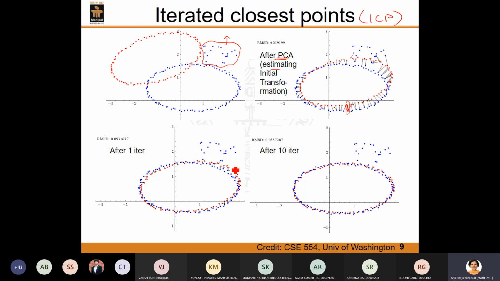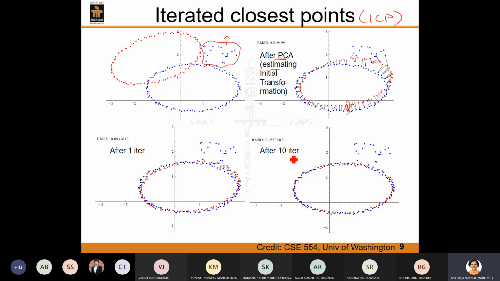So after every iteration, the values of s, theta and t are changed. And for different values of s, theta and t, you see that this starts getting closer and closer. So the aim of the least square minimization problem is to reduce these distance values between each of the corresponding points. And this keeps reducing after every iteration, and accordingly that forms a new estimate for the s, r and theta, and this keeps on going.